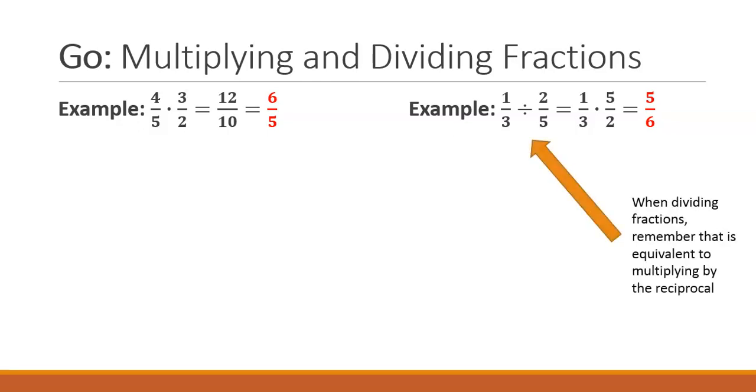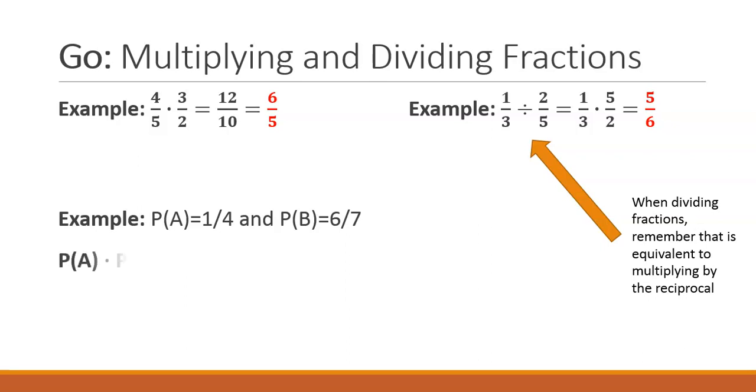We are asked in the Go to also think about when you need to find and multiply probabilities. So the probability of A times the probability of B. In this case, we are given the probability of A equals 1/4 and the probability of B equals 6/7. When we are asked to multiply these, we multiply numerator times numerator and denominator times denominator. So 1/4 times 6/7 would equal 6/28, which is equal to 3/14.